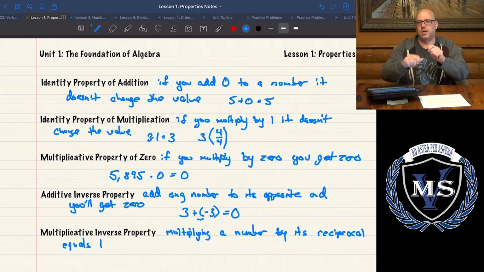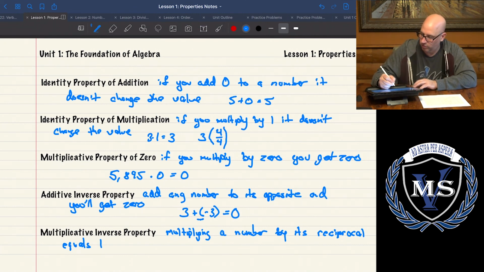So, first of all, what is a reciprocal? It is the number, so if it's a whole number, it would just be the number over 1. If it's a fraction, it's the fraction flipped. So, for example, if I have 3/4 and I multiplied it by its reciprocal, you multiply fractions, you go straight across, so you would end up with 12 over 12, which is 1.